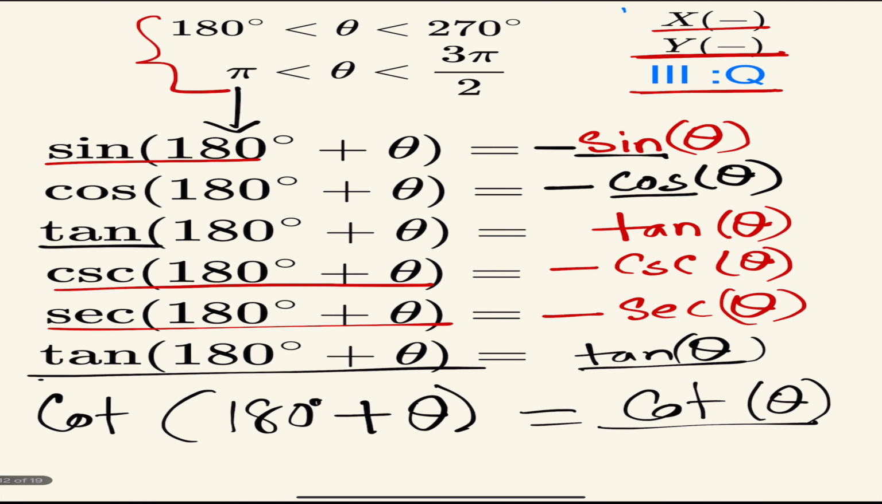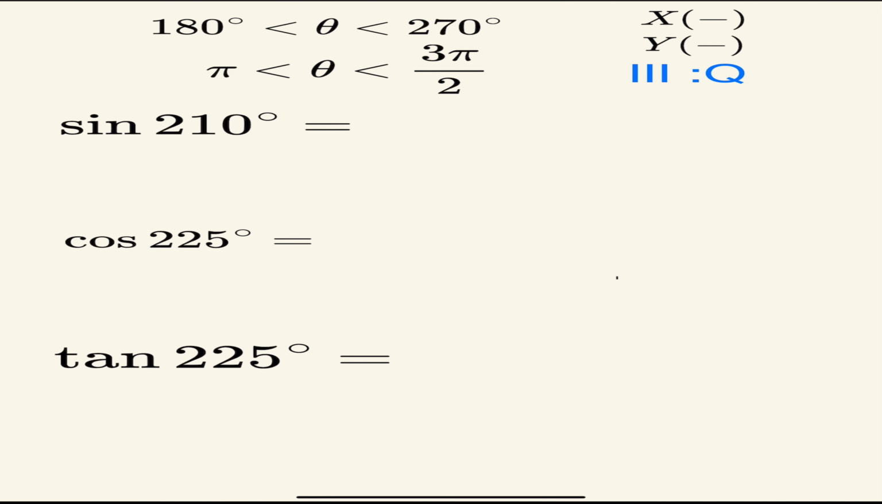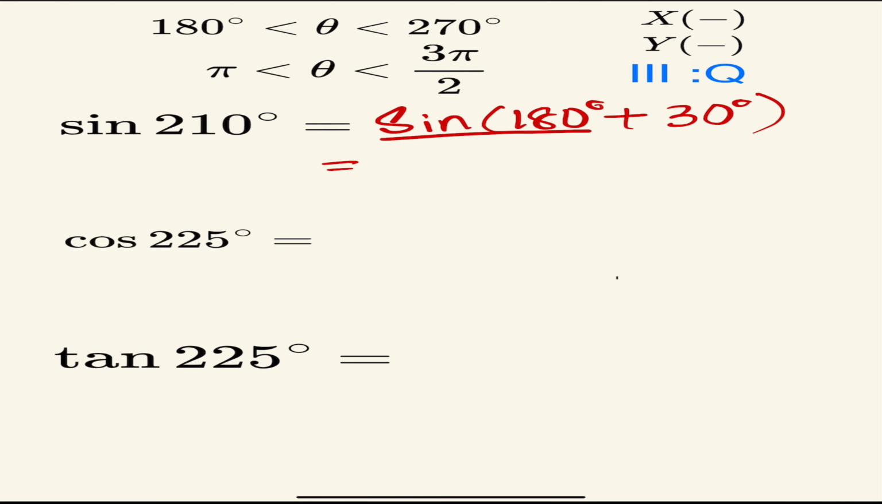Okay, now let's do some practice. So look, here we have sine 210 degree, right? So let's do it. So sine 210 degree is going to be, first we write it down, sine of 180 plus 30 degree, right? Since 210 degree is 180 plus 30. So you see sine 180, we don't have to change the function, we just have to change the sign. So it's going to be negative sine 30 degree. Now what is negative sine 30 degree? Sine 30 degree is just half. You just write down negative half.